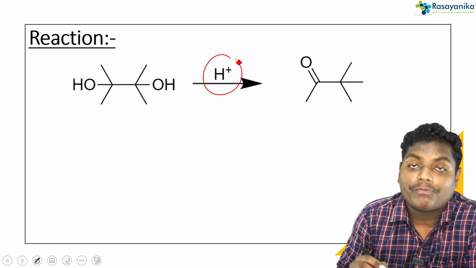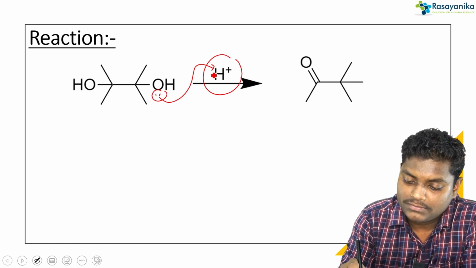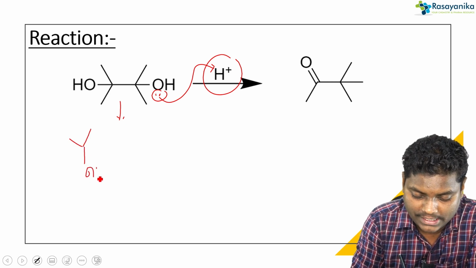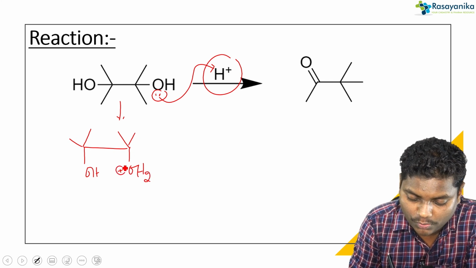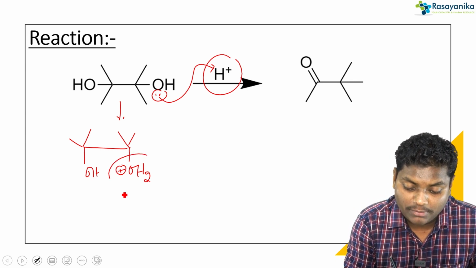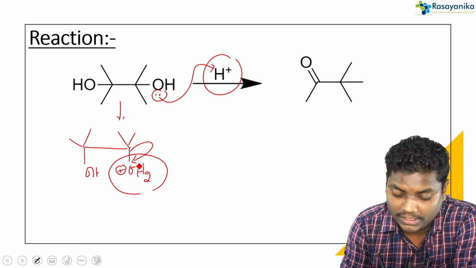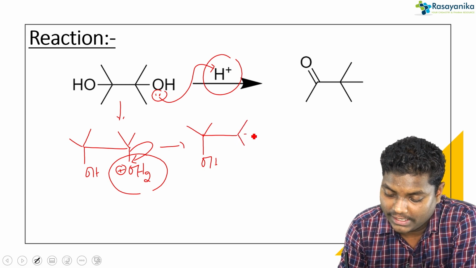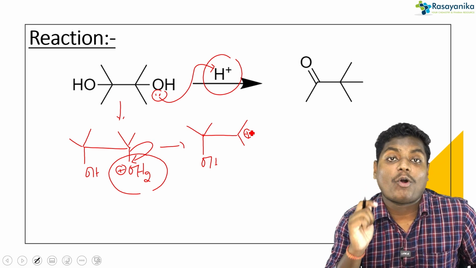So in the presence of acid, the lone pair of oxygen will attack and this OH will be protonated. Now normally OH is not a good leaving group, but once it is protonated, it becomes water. Now this has become a very good leaving group. Now what will happen? This bond will break, generating a carbocation.